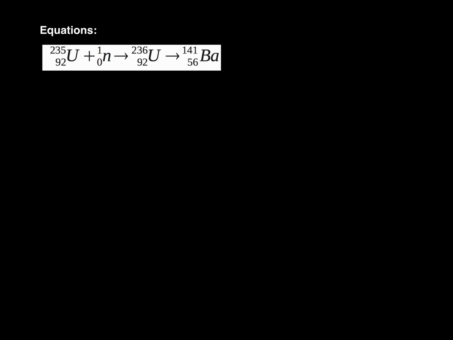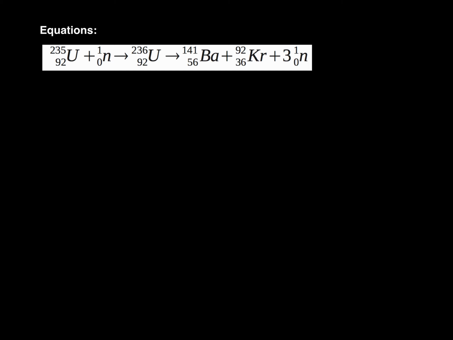There's a couple possible equations that could describe the fission of uranium-235. In the first one, we have uranium-235 with atomic number 92, and we hit it with a single neutron. This produces, for a moment, uranium-236. But uranium-236 is not stable enough to last very long. It breaks apart into barium-141 with atomic number 56 and krypton-92 with atomic number 36. And 3 single neutrons are also released in the process.